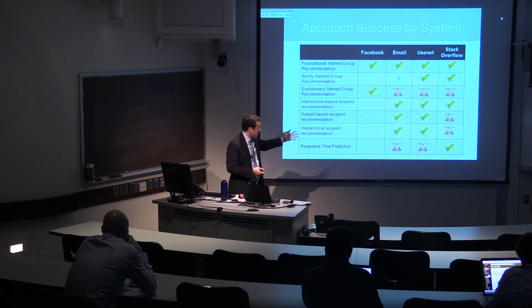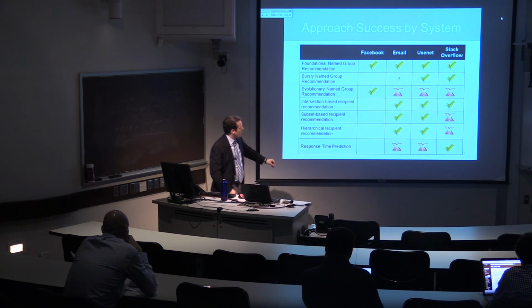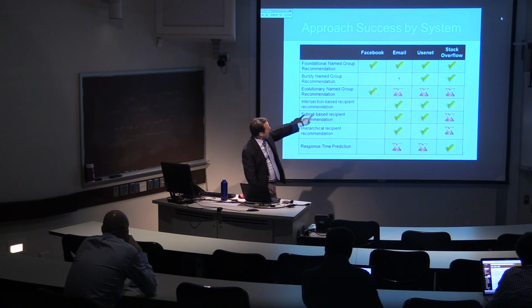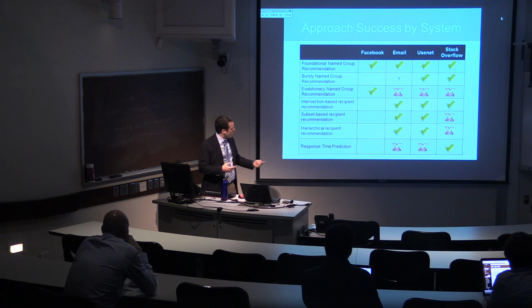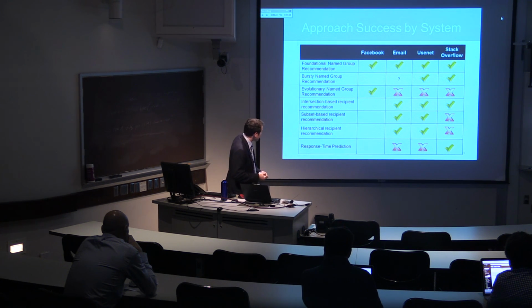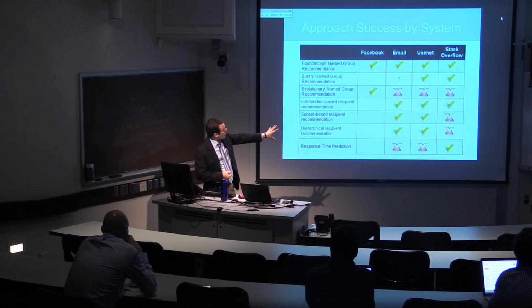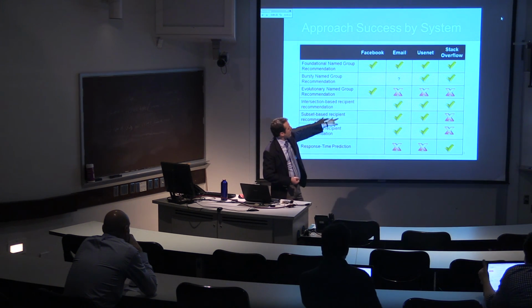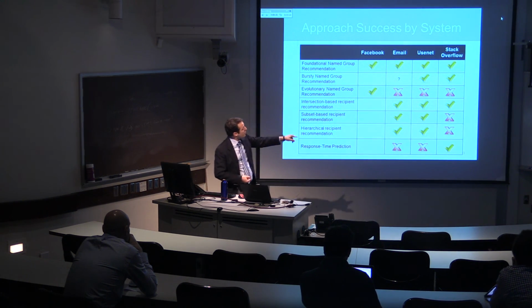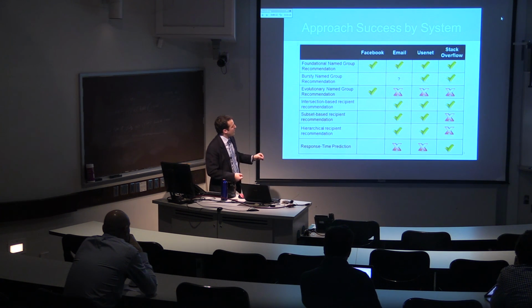Checks mark that it was successful there. X's mean it was not. Blank means we did not test it. And one question mark indicates it was not statistically significant, so we don't want to make too strong claims about that. And we can see in here that some approaches, some systems, are closer than others, where success or failure in email or Usenet tends to imply the same, where other cases don't match as closely.